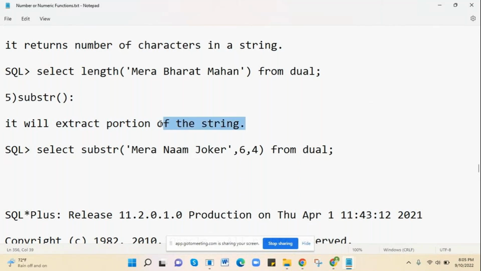ఓకే, సబ్ స్ట్రింగ్. సబ్ స్ట్రింగ్ అంటే ఇట్ విల్ ఎక్స్ట్రాక్ట్ ద పోర్షన్ ఆఫ్ ద స్ట్రింగ్. చూడండి, సబ్ స్ట్రింగ్. వాట్ ఇస్ ద స్ట్రింగ్? యాక్చువల్ స్ట్రింగ్ మేరా నామ్ జోకర్. ఇట్ ఈస్ ద పొజిషన్, మీన్స్ ఫ్రమ్ 6th పొజిషన్, అంటే 1 2 3 4 5 6. అంటే ఐ వాంట్ టు ఎక్స్ట్రాక్ట్ ఫ్రమ్ n. హౌ మెనీ క్యారెక్టర్స్? 4 క్యారెక్టర్స్, అంటే 1 2 3 4. అర్థమైందమ్మా? ఫస్ట్ పారామీటర్ ఇస్ ఎ స్ట్రింగ్, సెకండ్ పారామీటర్ ఇస్ ద పొజిషన్, థర్డ్ పారామీటర్ ఇస్ ద నంబర్ ఆఫ్ క్యారెక్టర్.